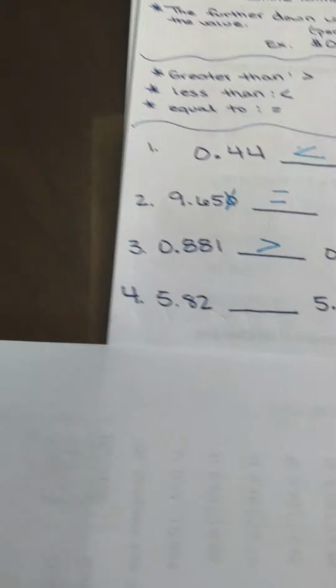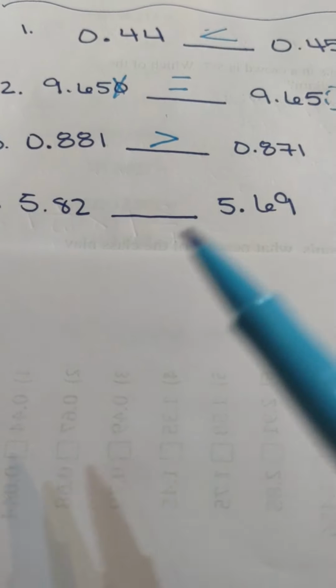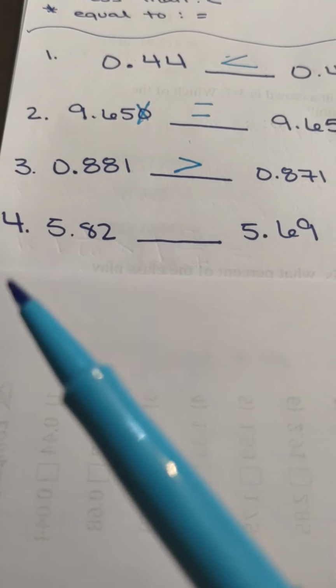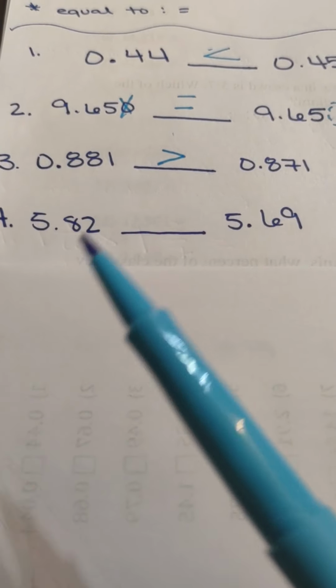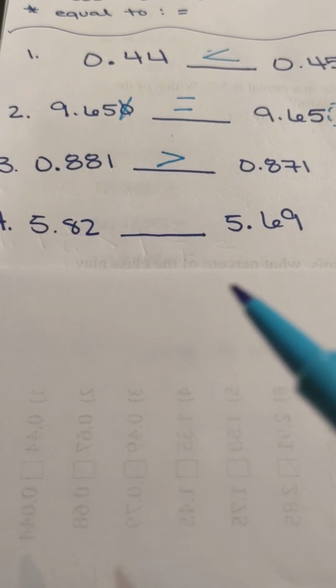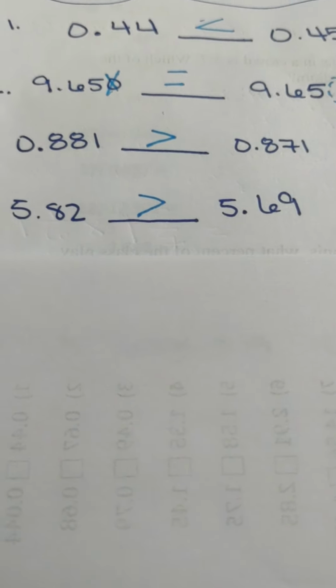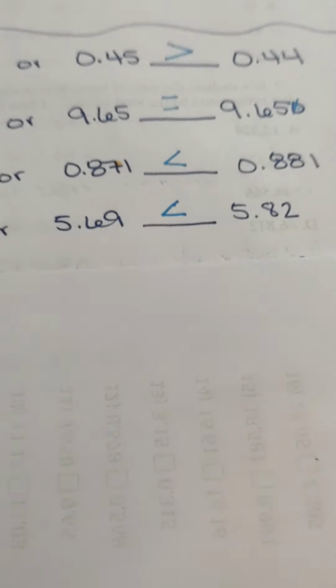I believe this is our last one here for this section. So I have 5.82 is blank to 5.69. Again, whole numbers equal. Let me look at the next one. Oh, I don't have the same number, so I have a tiebreaker here. I know my 8 is bigger than a 6, so the alligator is going to want to eat the bigger number. So 5.82 is greater than 5.69, or 5.69 is less than 5.82.